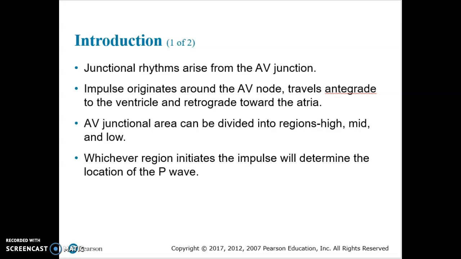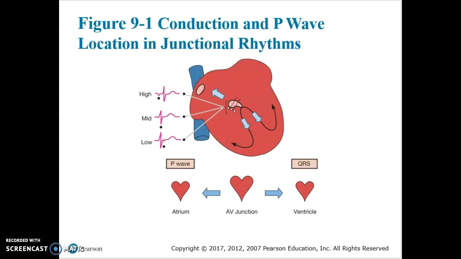With junctional rhythms, these arise from the AV junction. The impulses originate around the AV node, and they travel antegrade to the ventricles and retrograde toward the atria. So instead of these rhythms just shooting straight down toward the ventricle, it may pop back up and go in both directions. So what we mean by that, I'm going to flip over to this slide. These rhythms can go down toward the ventricles, or they can go back up toward the atria.